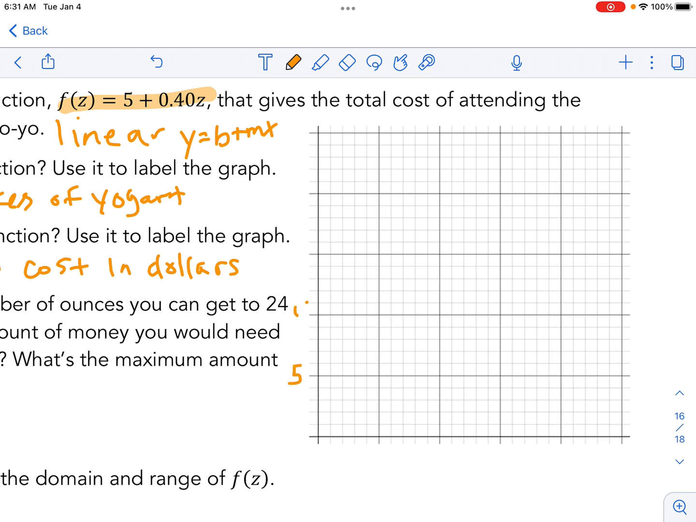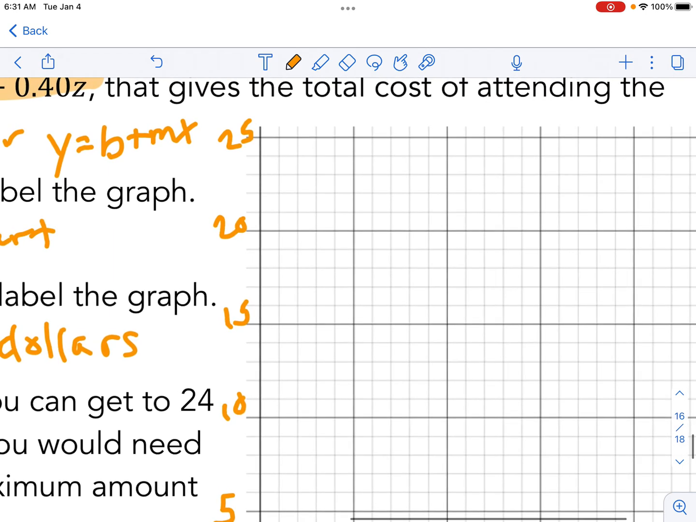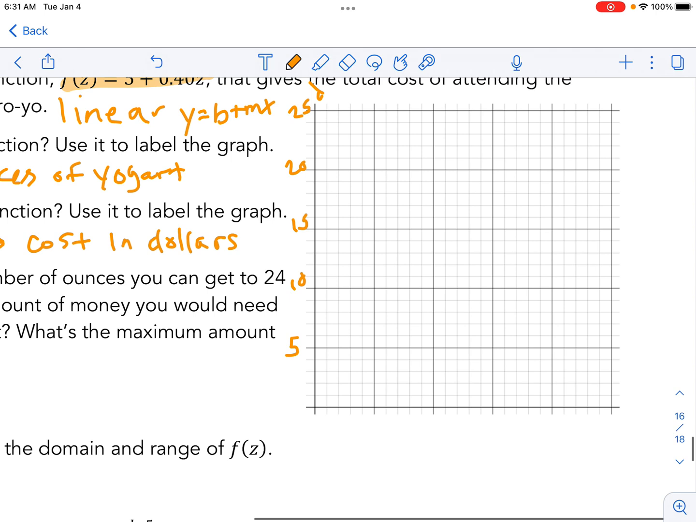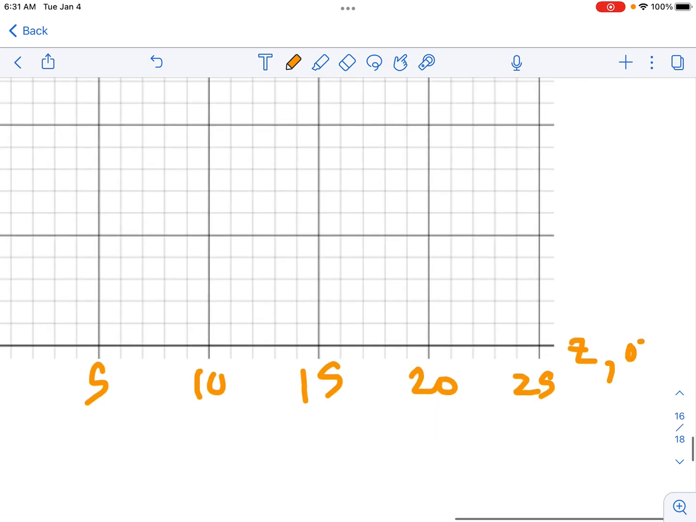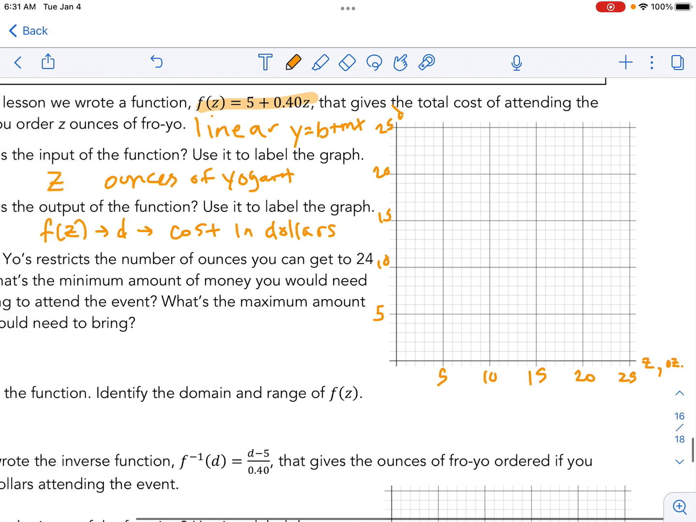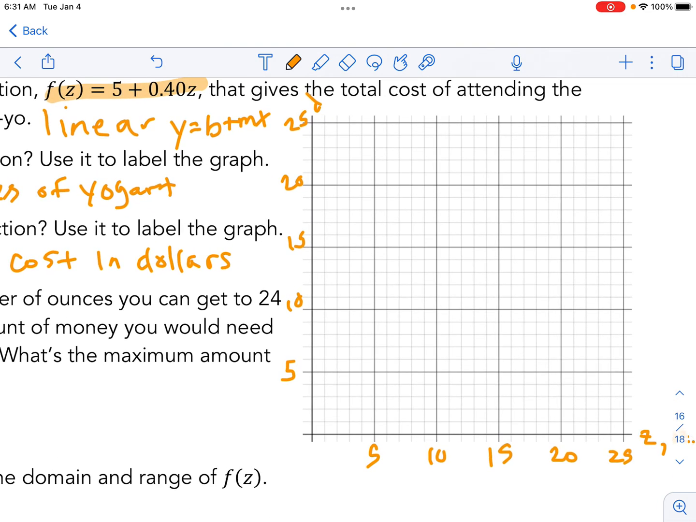It looks like if we just count by ones here, this is 5 and 10 and 15 and 20 and $25. So this is the cost in dollars. And also 5, 10, 15, 20, 25, and this is the ounces of yogurt, so z. So we have an intercept of 5.